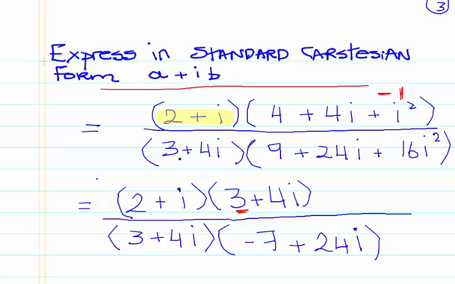Now the denominator is the same, 3 plus 4i. When we square that, we get 9 plus 24i plus 16i squared. I squared is minus 1, so that becomes minus 16. So 9 minus 16 gives us minus 7 plus 24i.